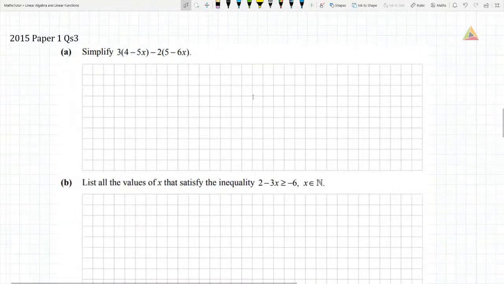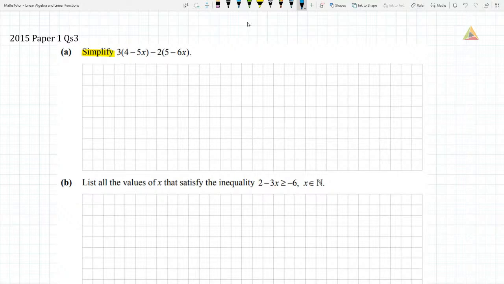The second example we're looking at here, this is from 2015. And again, it's paper 1, and this time it's question 3. And there's 2 parts that we're going to look at here. So again, I'm looking at what are they asking me to do in this question. So this question is saying simplify. So I'm not solving for x here. I'm not going to work out what x is. All I'm going to do is tidy this up and make it look a little bit better.